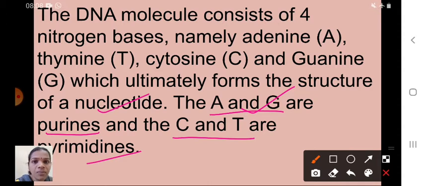Shall we go to the next one now? So I hope you understood now what is meant by purines and what is meant by pyrimidines, and what the four types of nitrogenous base are. Understood, children? Shall I go to the next one?